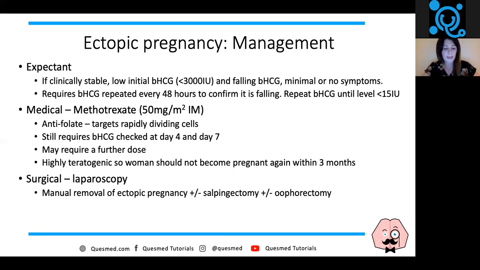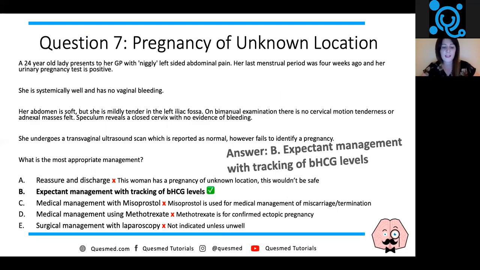So looking back at the question, this lady has a pregnancy of unknown location. Ectopic pregnancy, or it might be a small intrauterine pregnancy that's too small to see on a scan. Since she's well and she's got minimal pain, she sounds like she's suitable for outpatient beta HCG tracking. Why are the other answers incorrect?